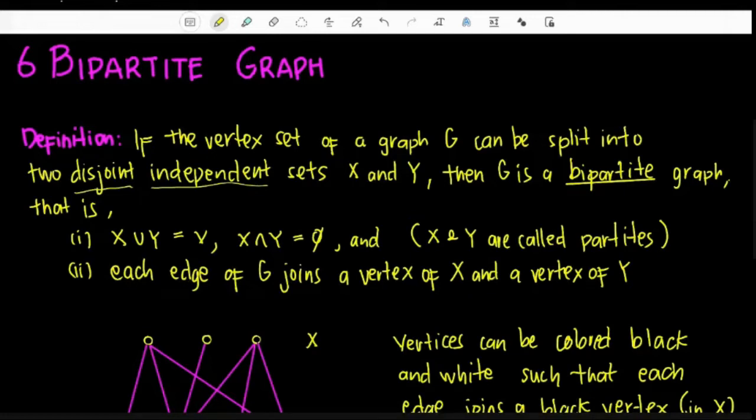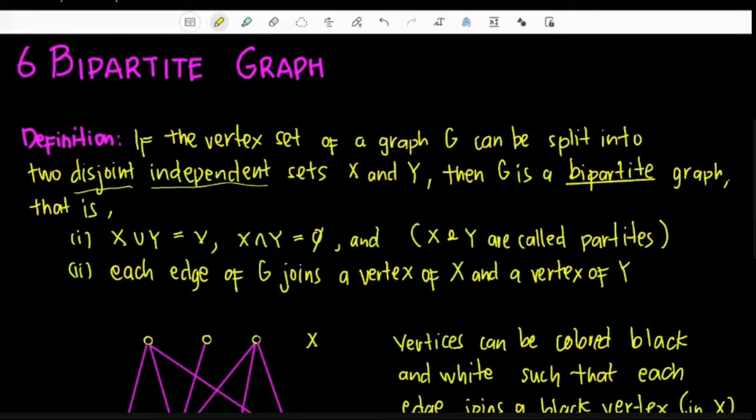First, there exist two subsets X and Y of the vertex set V such that X union Y is V and X intersection Y is empty, meaning X and Y are a partition of the vertex set. We call X and Y the partites of the graph.